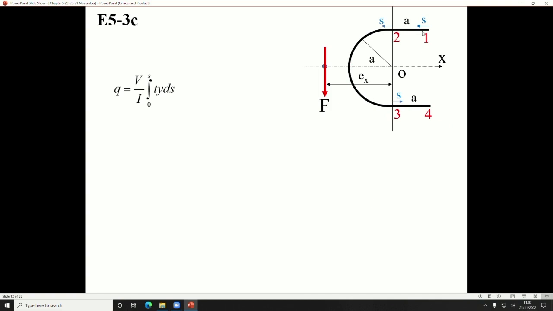So you can see this is the origin of s for the first panel, the origin of s for the second one, and the third one.